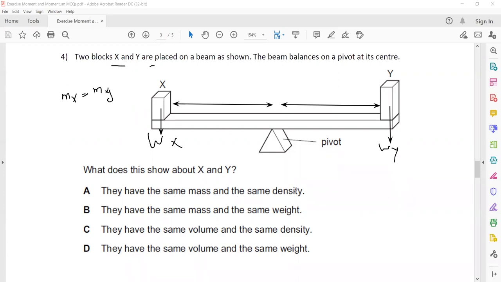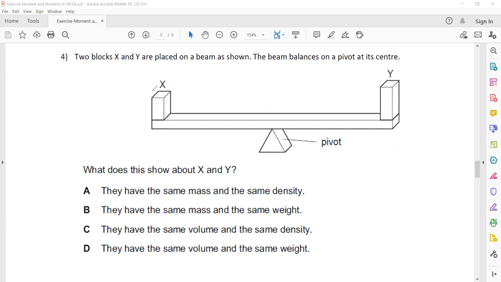So do they have the same mass and same density? They don't have the same density because their volumes are different. They have the same mass, but their densities are different because density is mass per unit volume. So if the volume is different, the density is different. So if I say this is 20 Newton, this will also be 20 Newton. Or this will be 2 kg, and this will be 2 kg or 20 Newton.